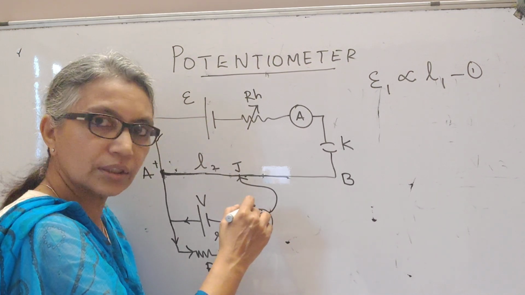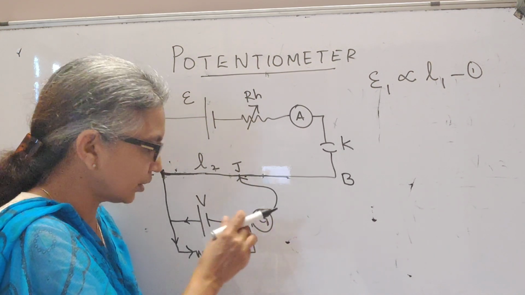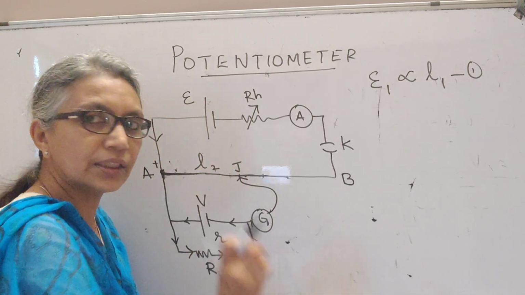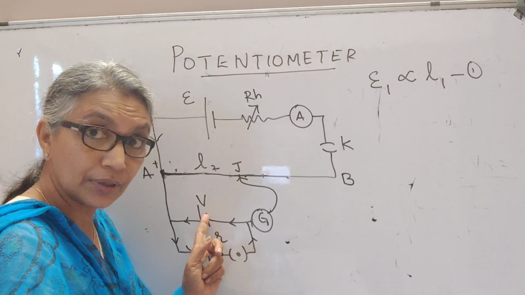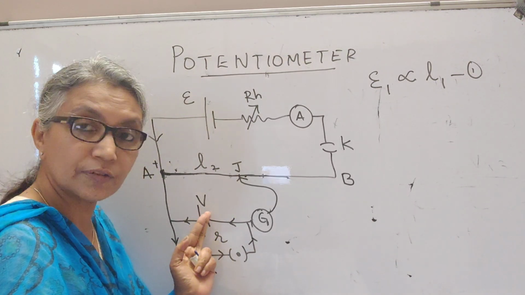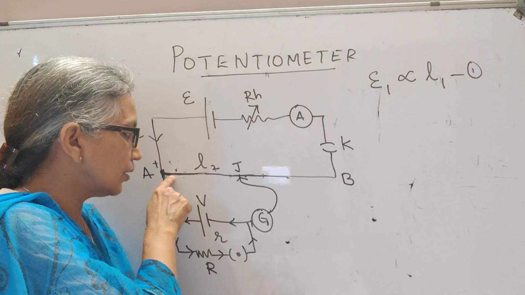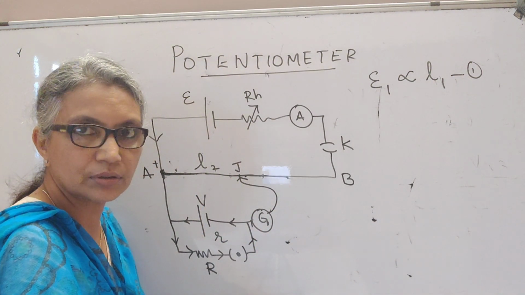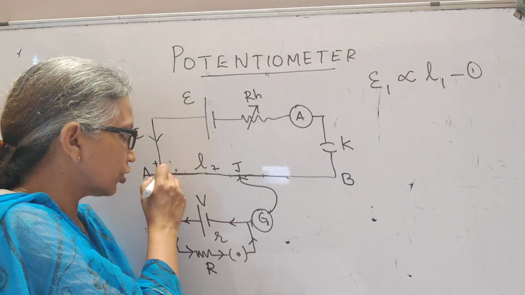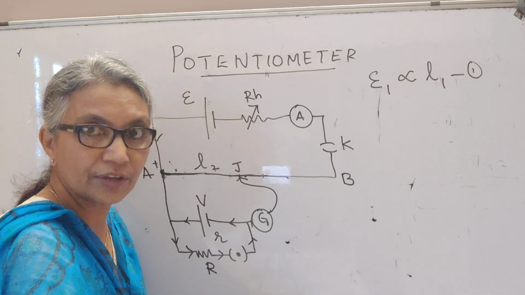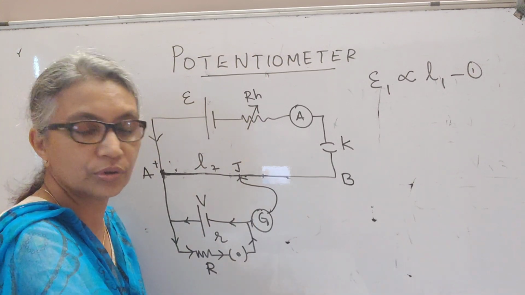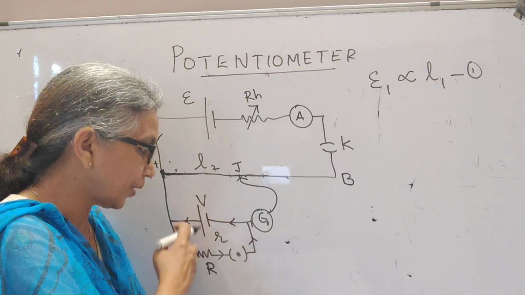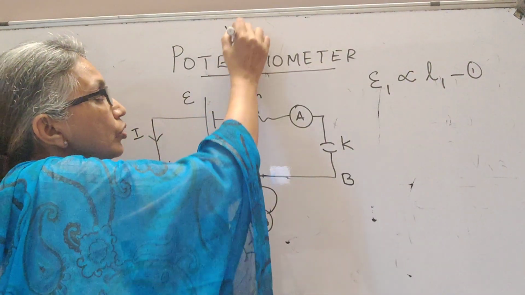This galvanometer showing zero deflection means that this V is balancing the potential difference across a length L2. It's not the EMF, but the potential difference, the terminal voltage V, that is balancing this much potential. For example, suppose the EMF of this cell was 2 volt. Initially, the potential difference across that L1 length would have been 2 volt, and that is why the galvanometer showed null deflection.